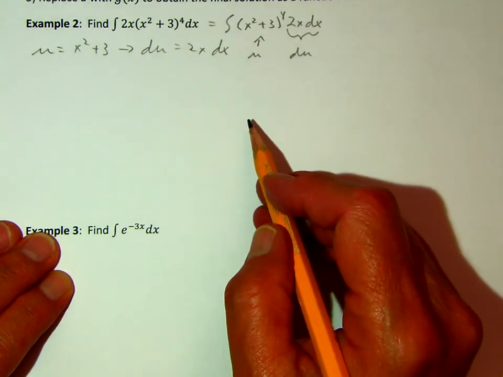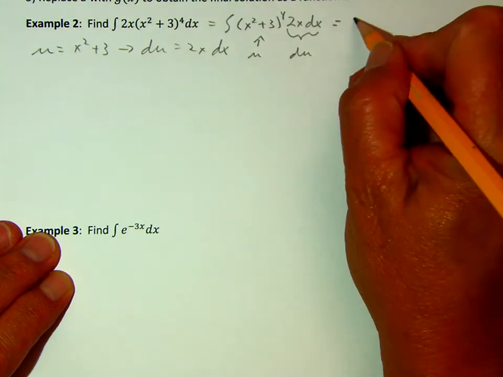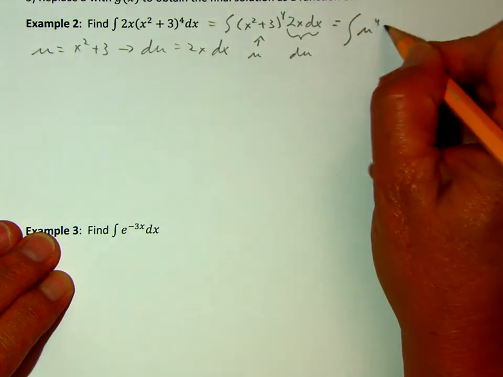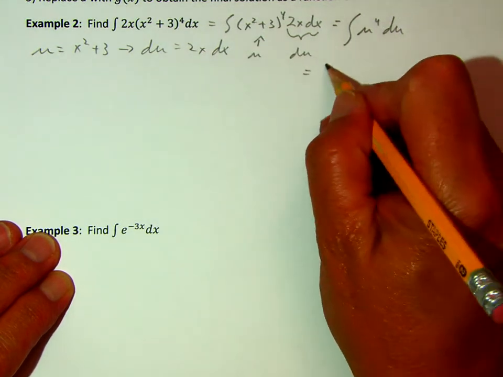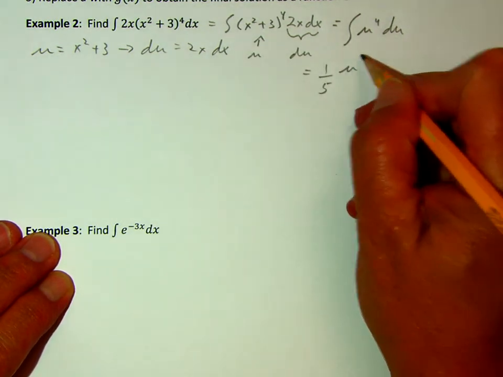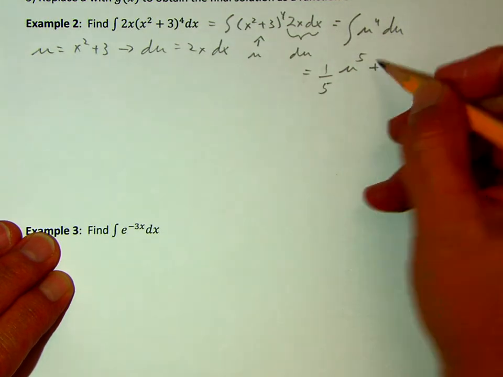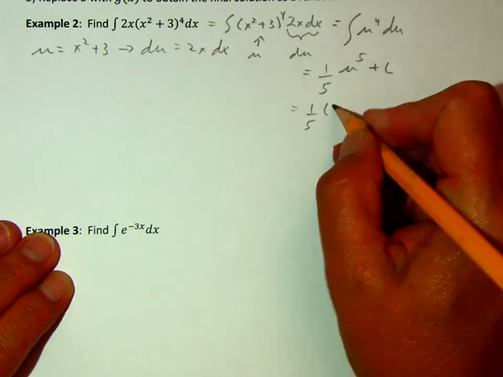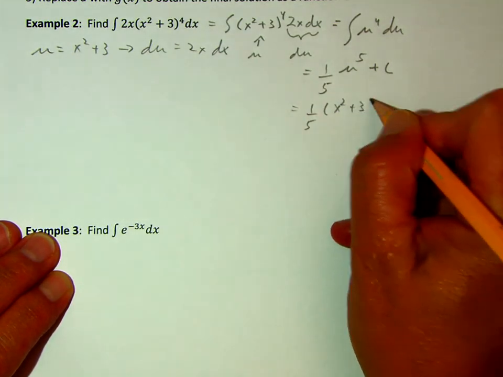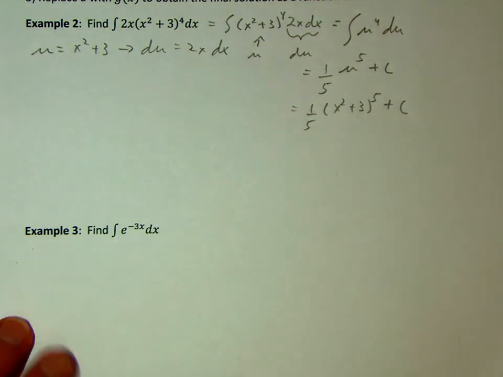So I can rewrite this whole thing as the integral of u to the 4th du. Well, that would integrate very straightforwardly into 1/5 u to the 5th plus c. Now I'm going to substitute back in for u, so 1/5 times the quantity x squared plus 3 to the 5th power plus c. And we're done. Let's do another example.